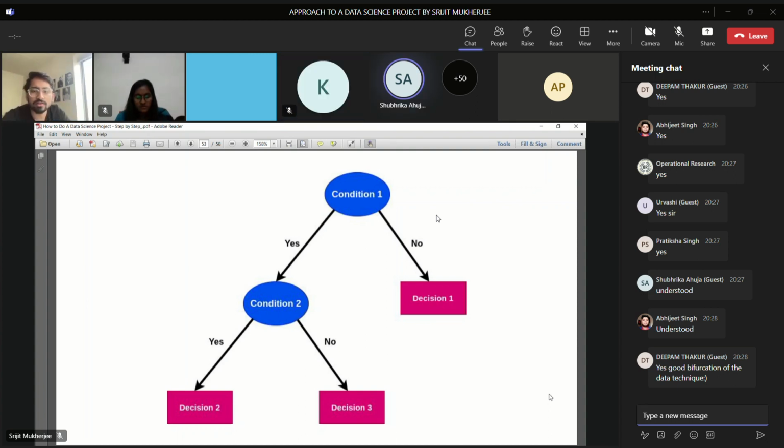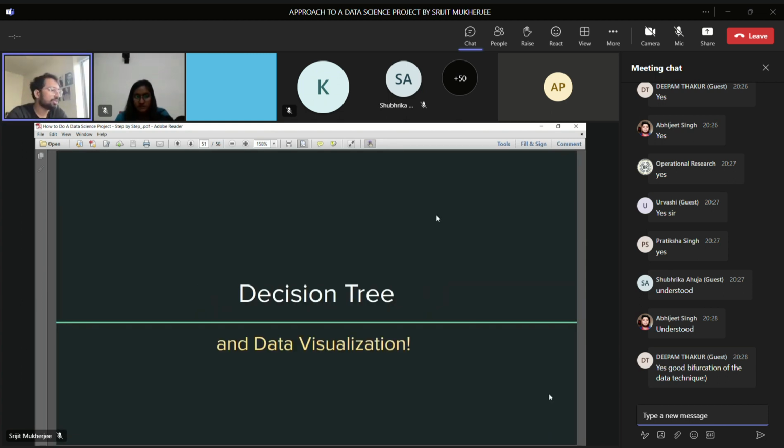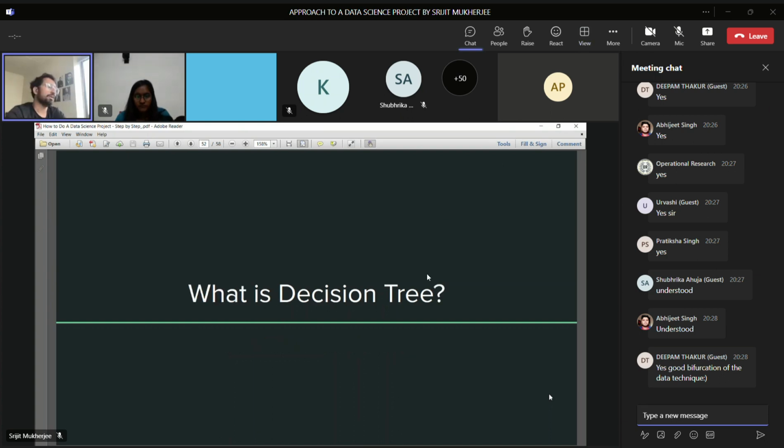Yes, so we were talking about if we have so many predictors, are we going to do it for every other predictor? So the answer was no. So what was the solution to that? Yeah, I'm coming to the solution. We need a decision tree for that. So I'm explaining the decision tree to you. We will see decision tree and data visualization, and how we are using that.